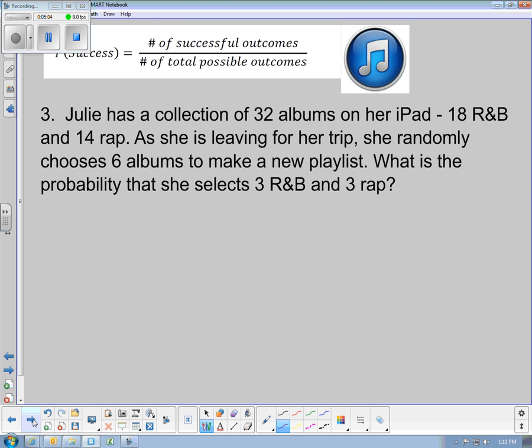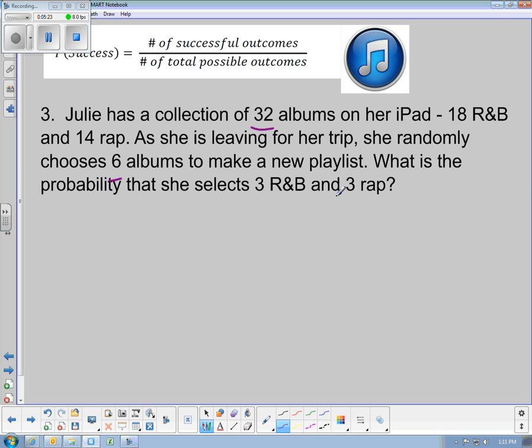Let's take a look at number 3. In number 3, it says Julie has a collection of 32 albums on her iPad. 18 of them are R&B and 14 are rap. And as she's leaving for a trip, she randomly chooses 6 albums to make a new playlist. What's the probability that she selects 3 R&B and 3 rap?